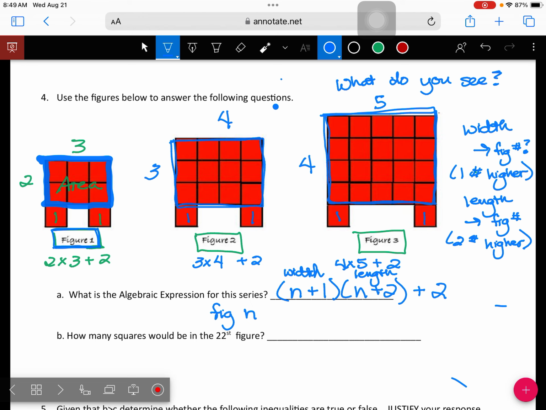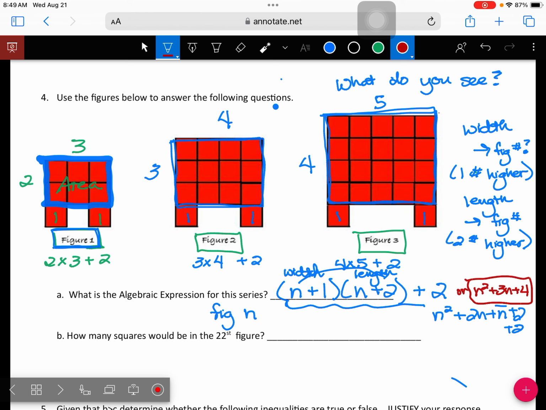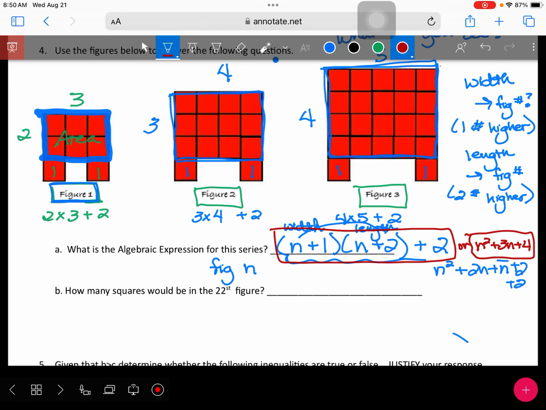Now, you could simplify this. I would take this answer, or if you simplify it, it would be n squared plus, and you do this, 2n plus n plus 2, and then plus 2. So you could rewrite it as n squared plus 3n plus 4. So I would take either one of these. So everybody see where I got those numbers?